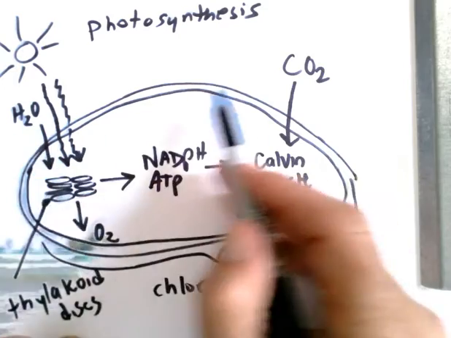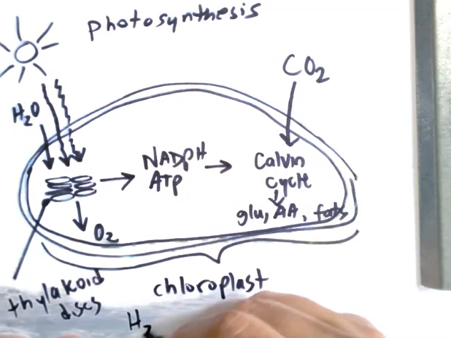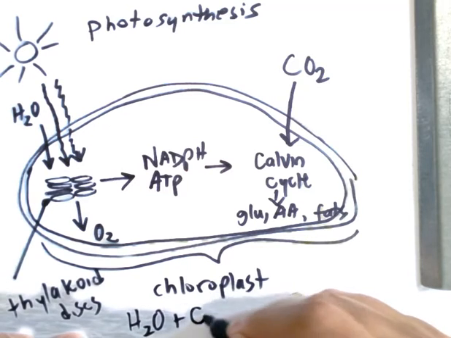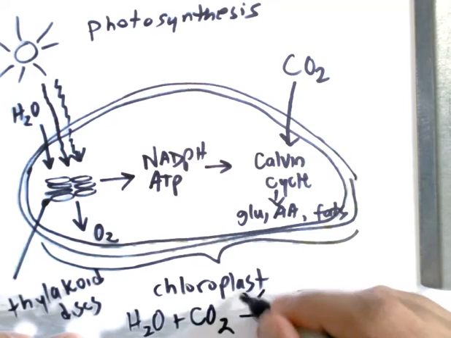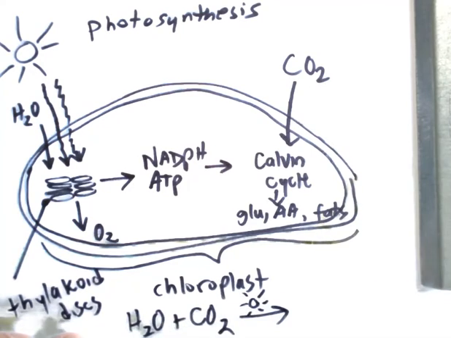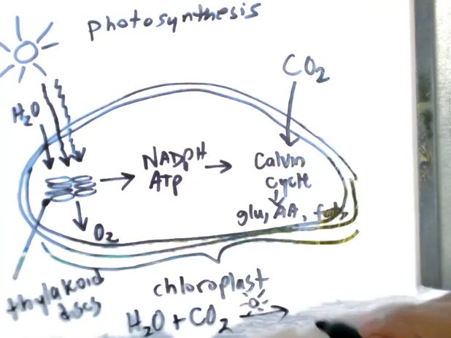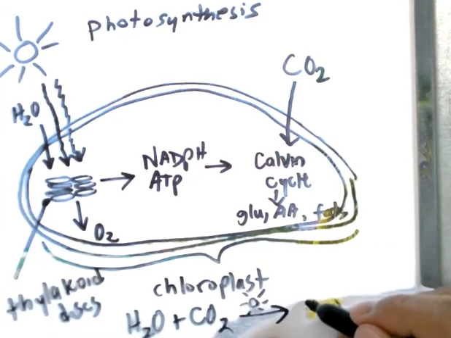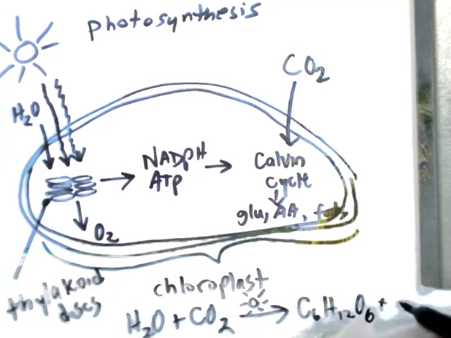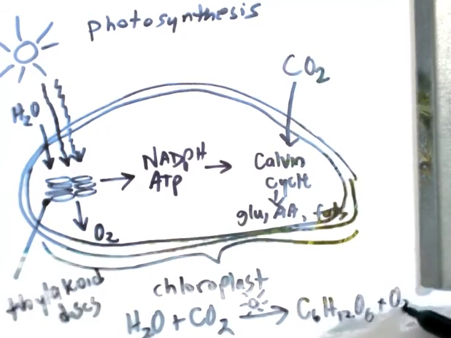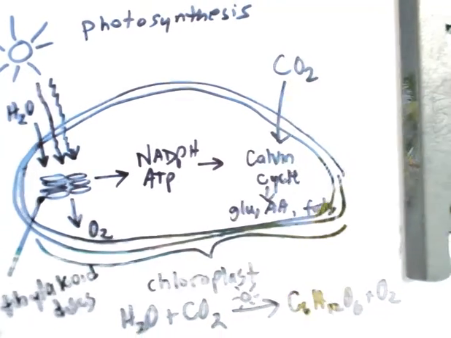Notice that the inputs for photosynthesis are water and CO2. Water plus CO2 with the help of sunlight. Let's make a little sun right here. And notice that the products would be glucose, which is familiar to you right here, C6H12O6, plus O2 over here. So that is the photosynthesis formula.